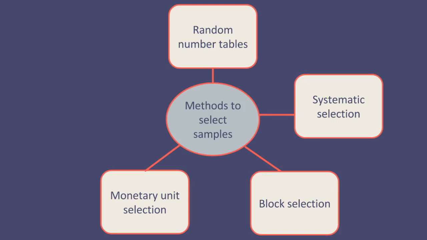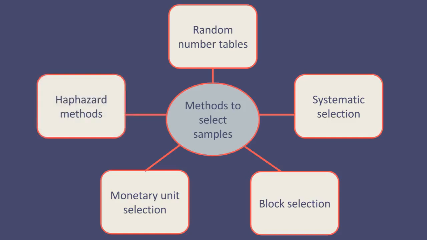If mistakes are found, they are more likely to be material. And haphazard methods. These are any other methods that could be used by the auditor to select transactions. The auditor should be careful not to allow bias.